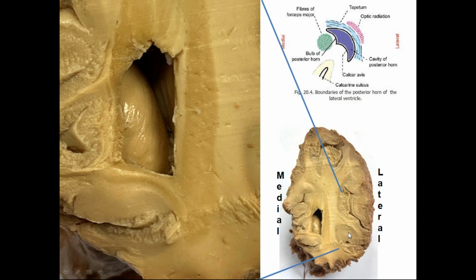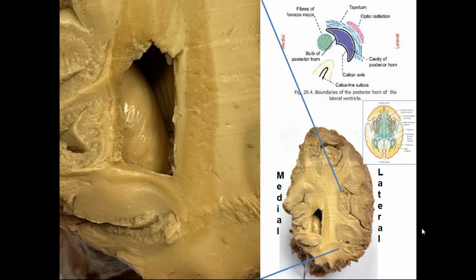Okay, so that is how we have the relationship of the posterior horn of the lateral ventricle: the bulb, calcar avis medially, the optic radiations, and the tapetum, right? Okay, now this is the diagram which you sometimes get to draw in your exams. This is a schematic diagram of the same posterior horn of the lateral ventricle, the right posterior horn seen from behind. You can easily see the bulb formed by the forceps major fibers, the calcar avis over here, the tapetum and optic radiations, right? Okay, so that is about the posterior horn.